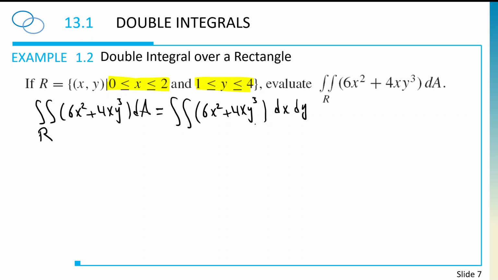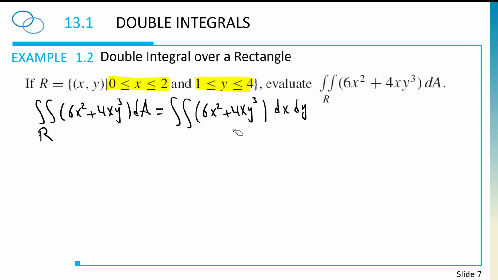So I look at this function. If I start with x or y, it makes no difference, honestly, in this case. They have the same level of difficulty, so it makes no difference to me which one to start with. Okay, I'll keep it like this, dx dy.